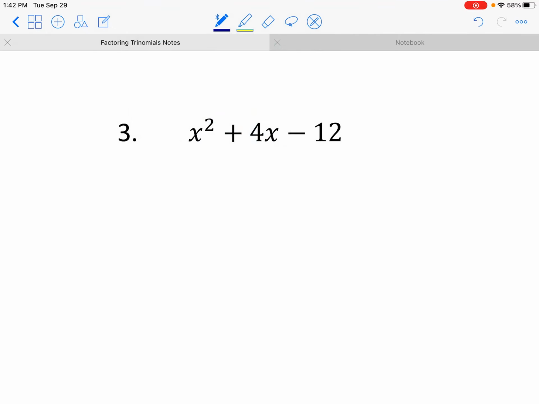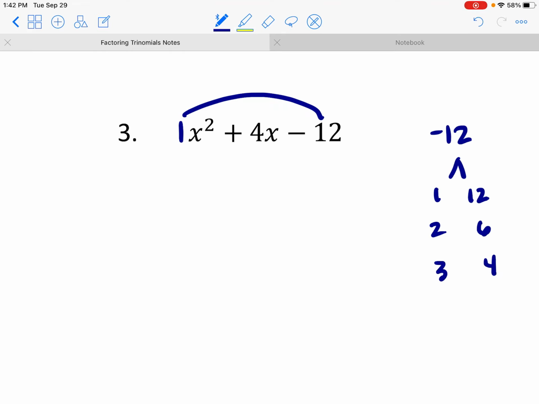Otherwise, we're going to multiply our first number, which is a 1, with our last number, which is a negative 12. And we're going to find factors that make a difference of 4 this time, because our 12 is negative. So 1 and 12 aren't going to get me a difference of 4. 2 and 6, or 3 and 4, these are my options. Which one gives me the difference of 4 that I need in the middle? Well, that has to be the 2 and the 6. 2 and 6 is the only way I can get a 4.